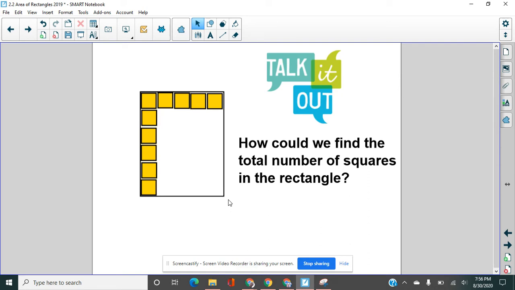Right now, you might have said a variety of things. Some people might have said, well, count by fives. That's a good strategy, right? 5, 10, 15, 20, 25, 30. If you know your sixes, you could count by sixes. 6, 12, 18, 24, 30.